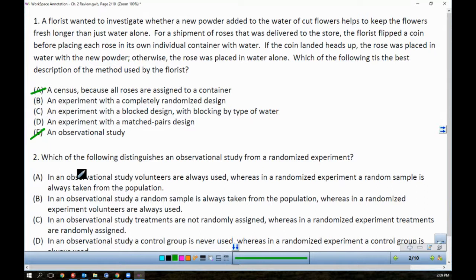So let's look through each of these. Did anyone say D, matched pairs? I don't think anyone did. No, think about it. So it's not D. It's not matched pairs. We're not pairing anything up. So we're stuck between B and C here.